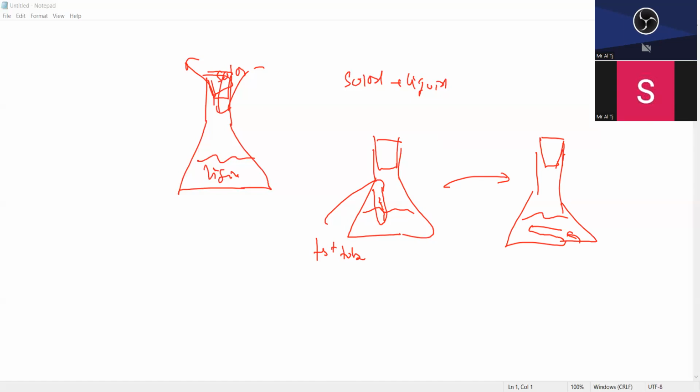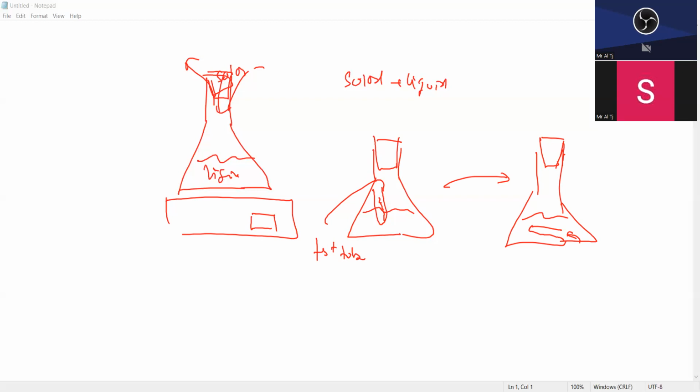Well, if you are using the mass loss, gas escape method with a balance here, it's simpler. You just start your stopwatch by the time you put in the metal. Generally, we put in the metal and not the liquid because it is safer that way. That is the practical method.